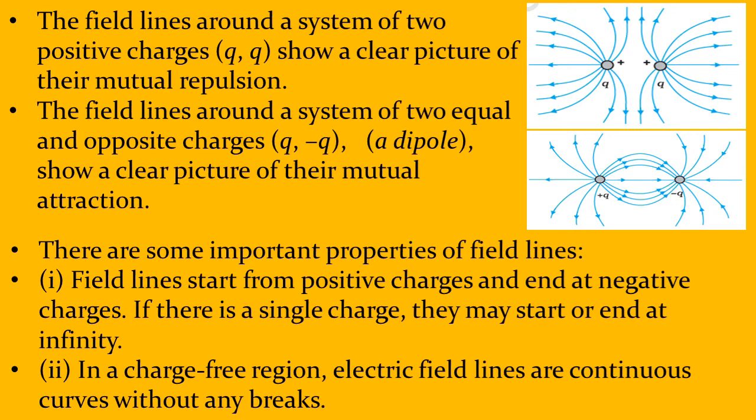In a charge-free region, the electric field lines are continuous. See, all these are continuous lines. There are no breaks.